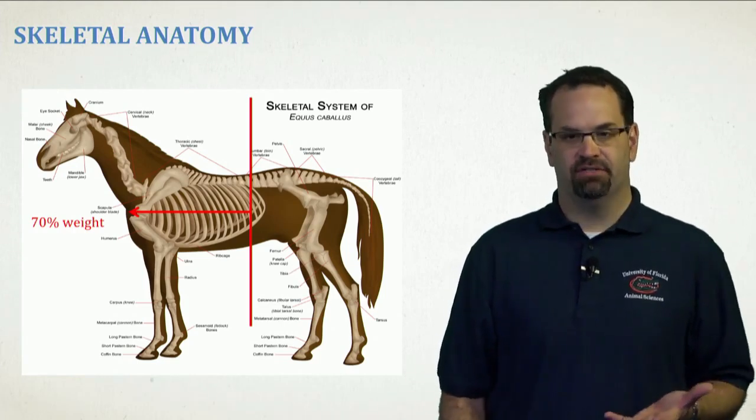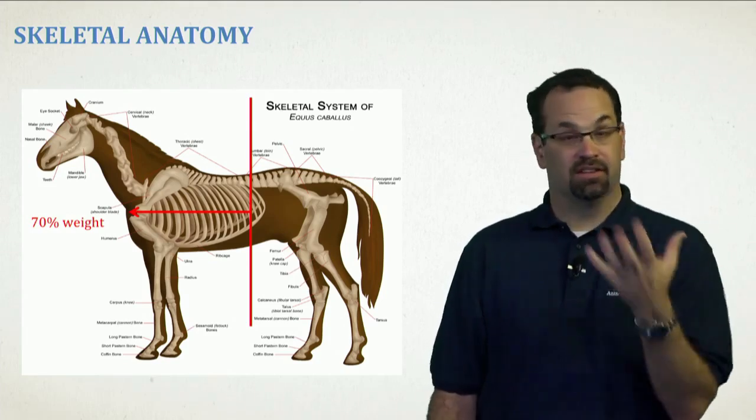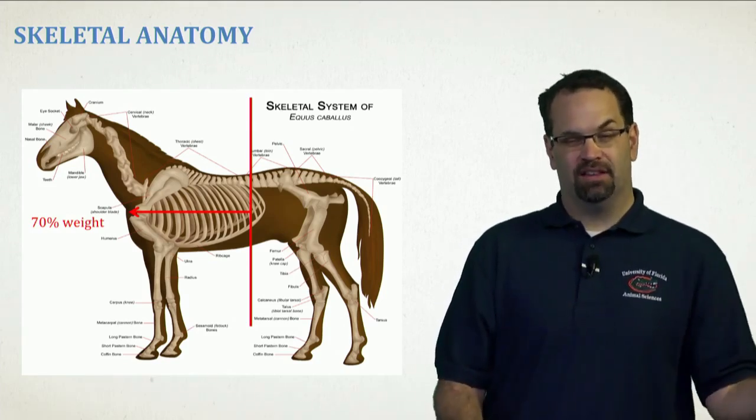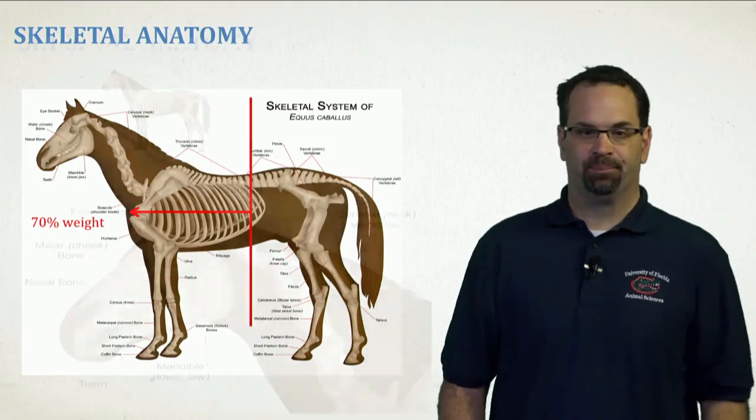So it's not hard to see from this slide, looking at the large rib area, the neck, the cranium, all that weight in the front half of the horse. That's where it's easier to see that.